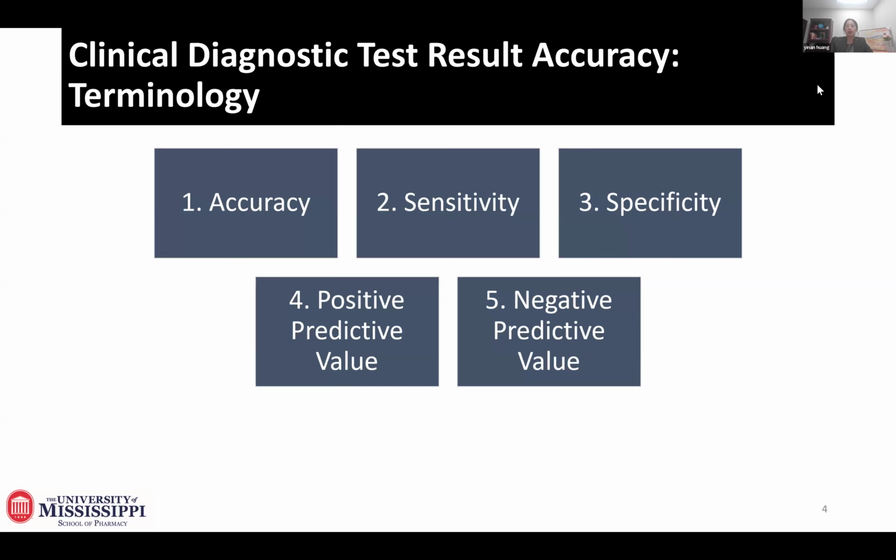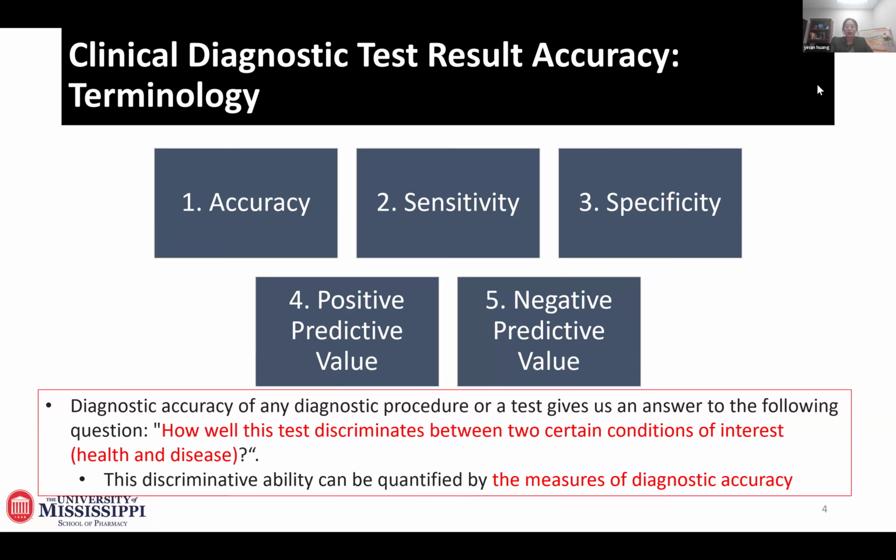Firstly, the terminology around clinical diagnostic testing includes, as you see here, accuracy, sensitivity, specificity, positive predictive value, and negative predictive value. And all these measures help us to answer one question: how will the test help us to discriminate between those who are healthy and those who are not healthy, and help us to interpret the probability of having COVID-19 if the test is positive, or the probability of not having COVID-19 if the test is negative.